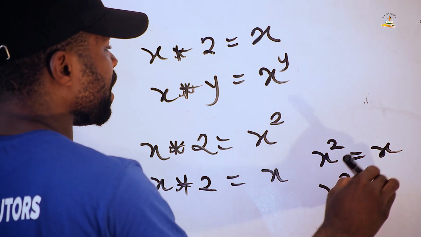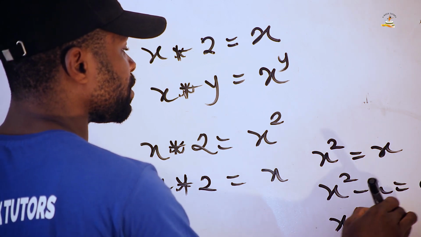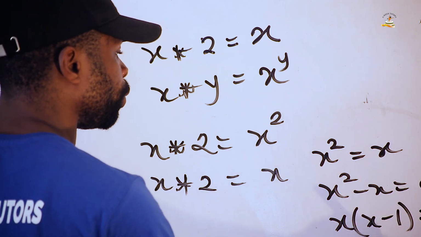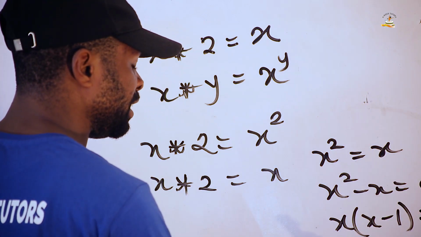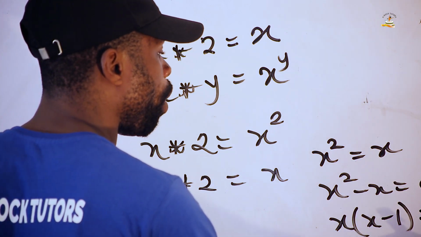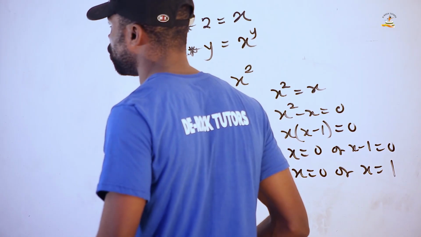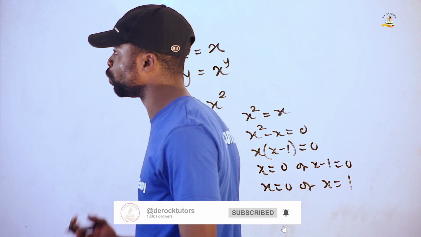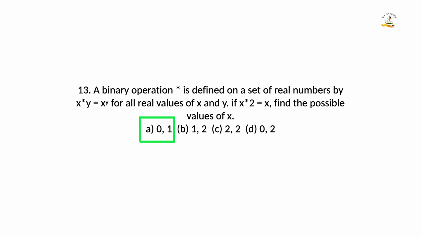In this case, I will have x squared minus x equal to 0. I will have x into x minus 1 equal to 0. Then x is equal to 0, or x minus 1 is equal to 0. In this case, x is equal to 0 or x is equal to 1. So the possible values of x in this question are 0 and 1, which is in option A. We proceed to the next one.